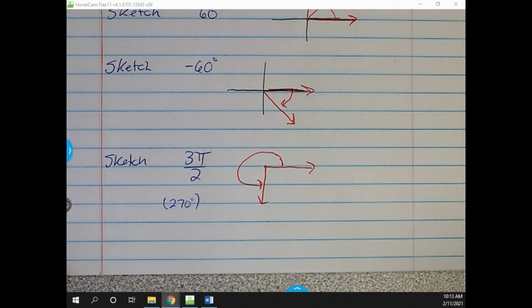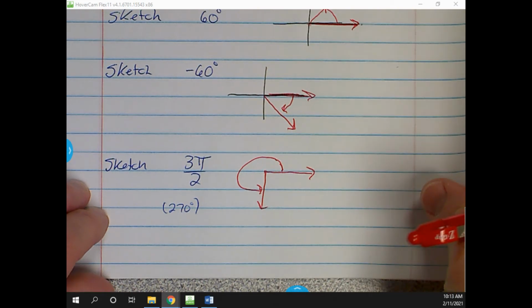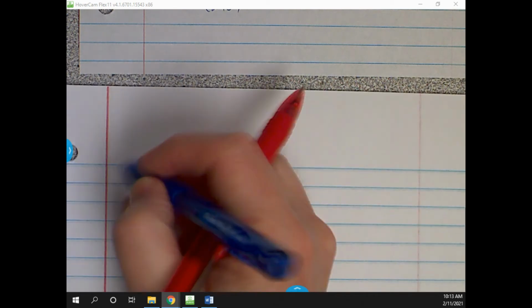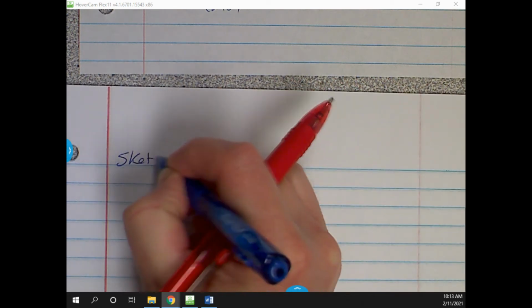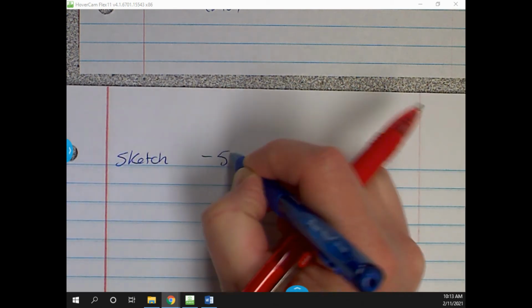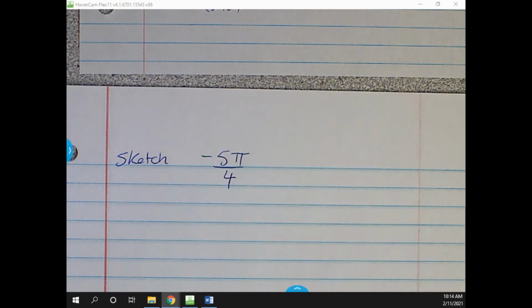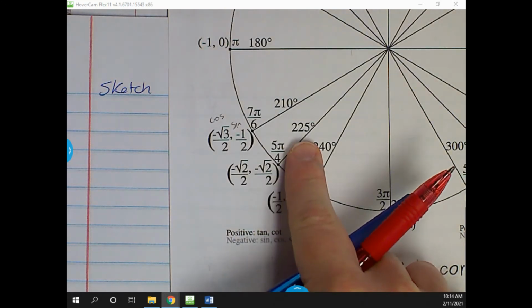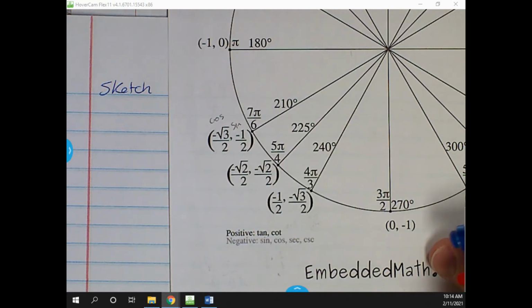All right, let's do one more sketch. Do negative 5 pi over 4. All right, again, if you're not sure which one that is, 5 pi over 4 is 225, so basically we're sketching negative 225.